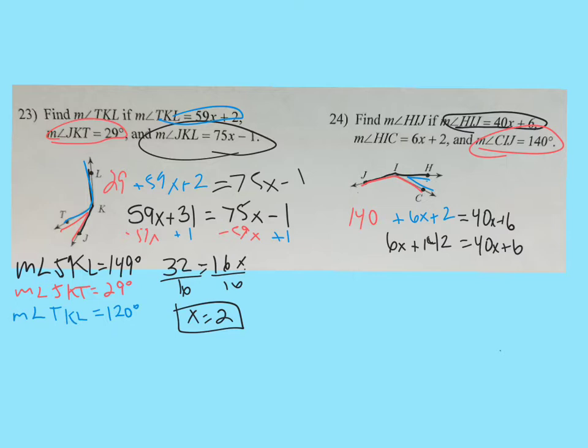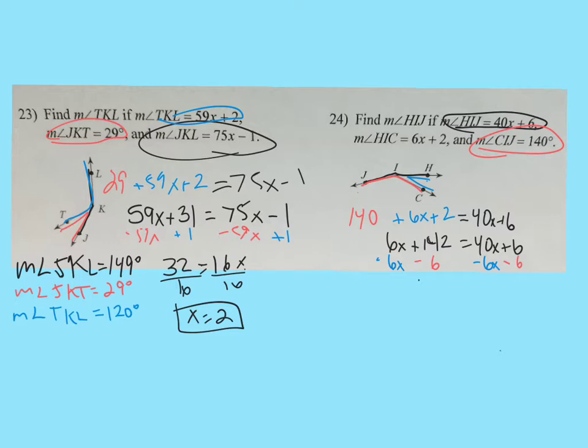What I'm going to do is put all my letters on the right. So I'm going to subtract 6x from both sides, just because 40 is smaller. Now I could move all the x's to the left if you like that. That's fine. You'll get the same exact answer at the end. I'm going to subtract 6 from both sides to move all my numbers to the left. So my letters are on the right because 40x is bigger than 6x. And that means I move the numbers to the left.